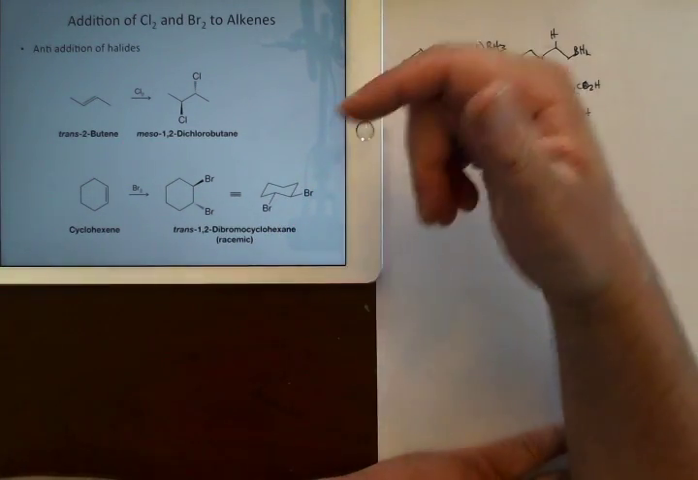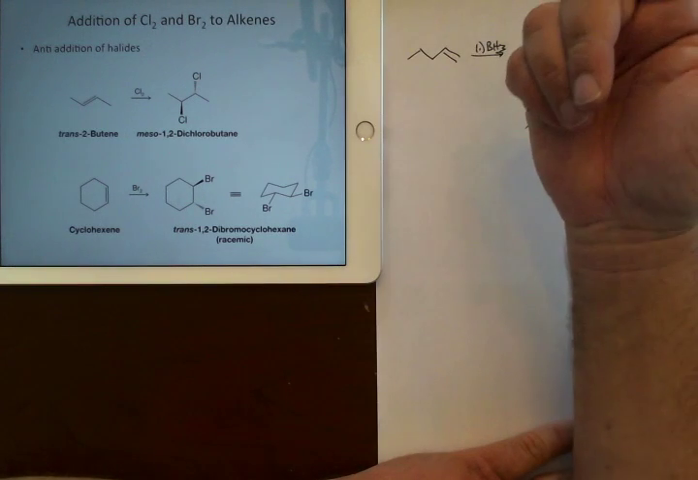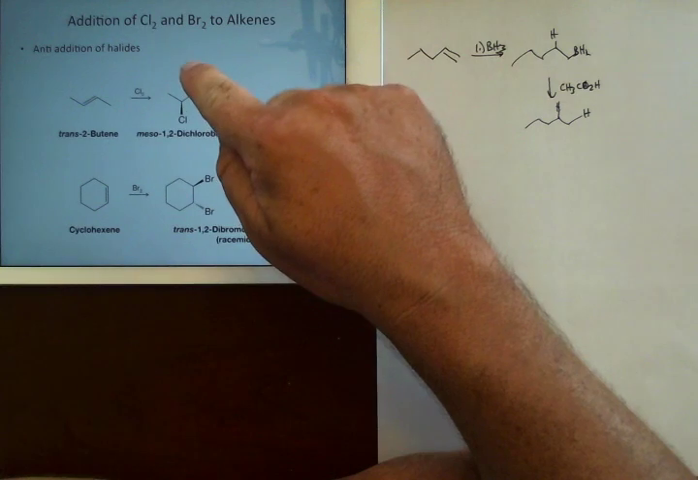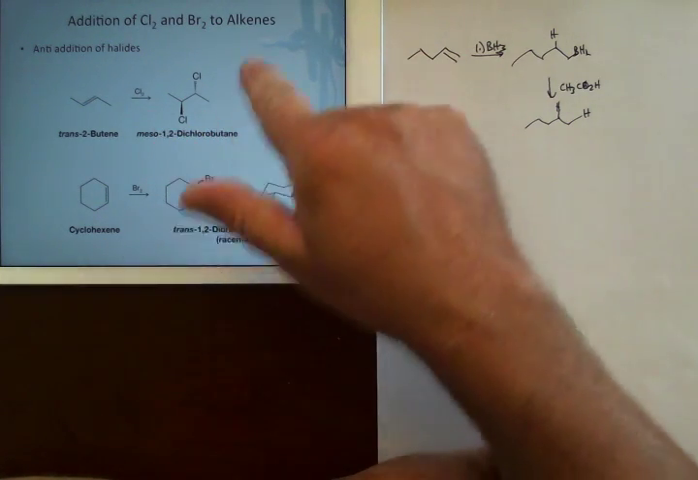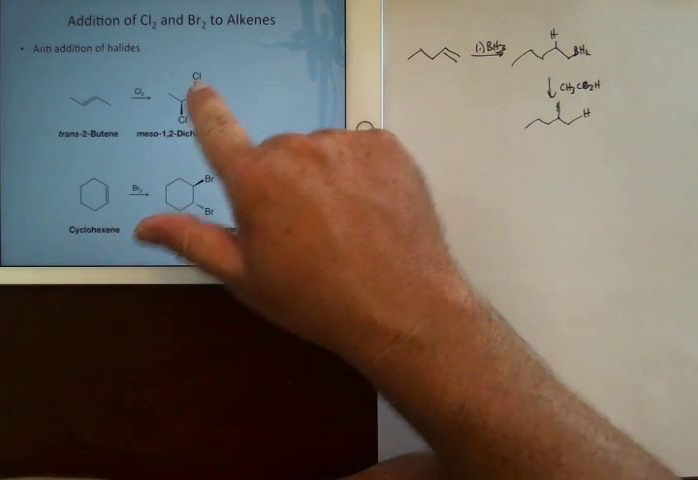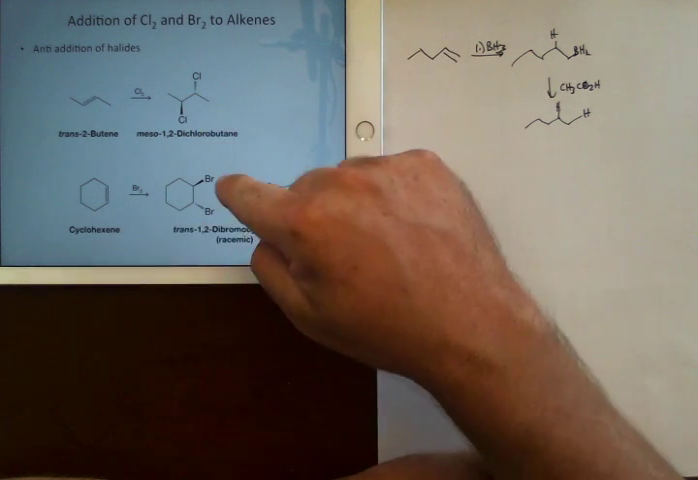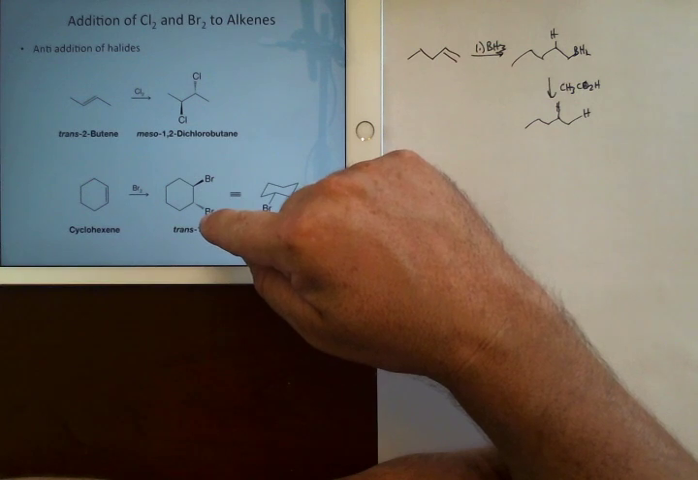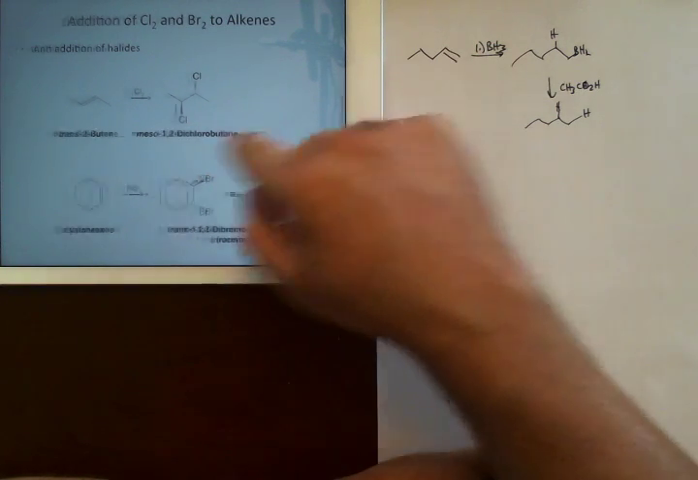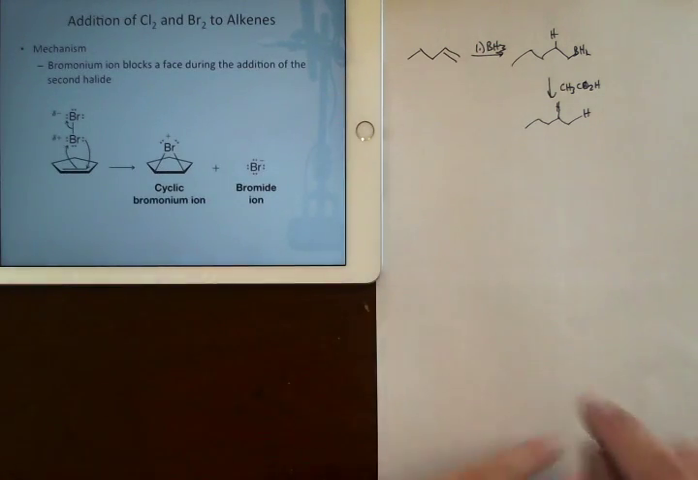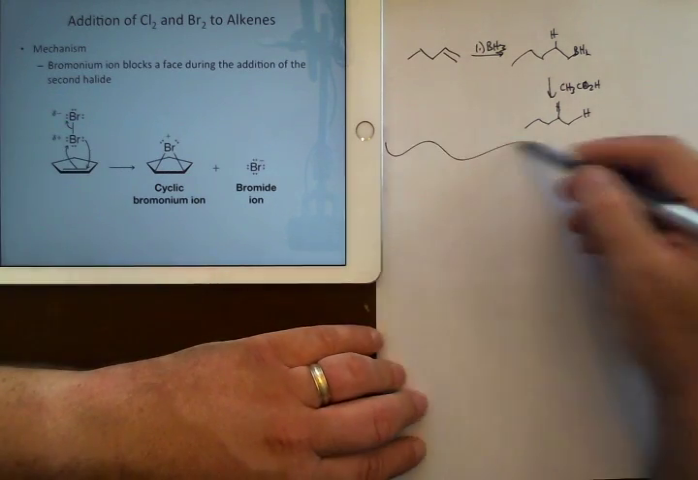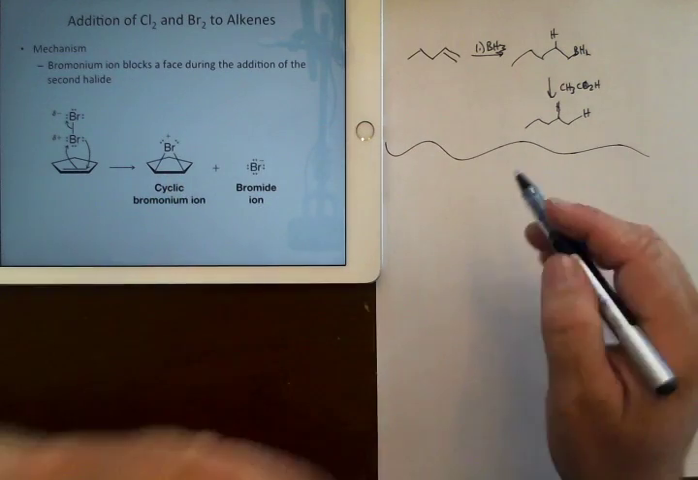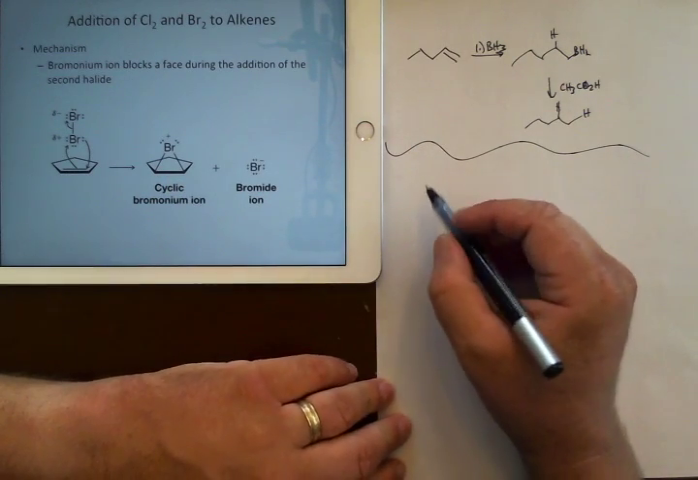But for this one, we have to take into account the fact that it's actually anti-addition. So one is going to go up and one is going to go down: one chlorine on a wedge, one chlorine on a dash. Same thing here: one bromine on a wedge, one bromine on a dash. The reason for that is what's called the bromonium ion. This is probably the way it does it, but I always thought that it was hard to see what was going on.